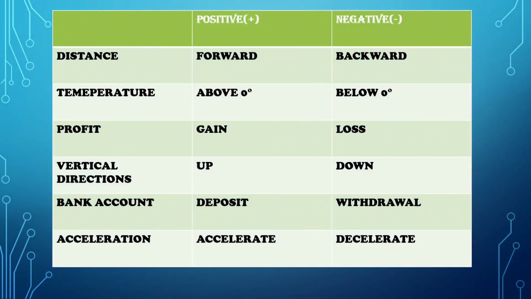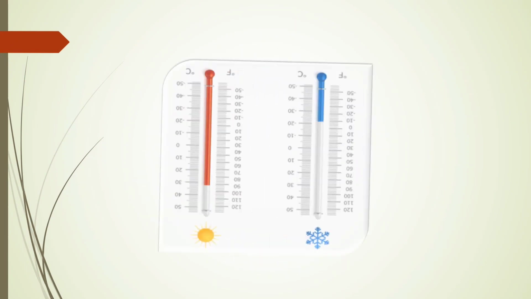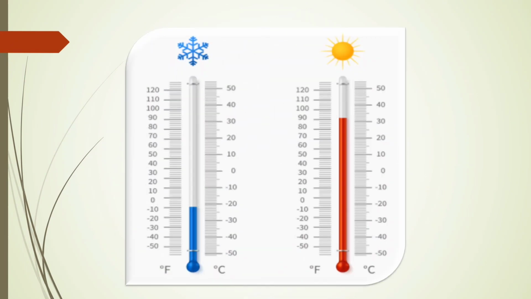In distance we have forward, which is positive, backward, which is negative. In temperature we have above 0 degrees, which is positive, below 0 degrees, which is negative. In profit we have gain, which is positive, loss, which is negative. In vertical directions we have up, which is positive, down, which is negative. In bank accounts we have deposit, which is positive, withdrawal, which is negative. In acceleration, we accelerate, which is positive, and we decelerate, which is negative. The most important use of integers is the use of a thermometer. The negative temperature shows coldness and the positive temperature shows heat.